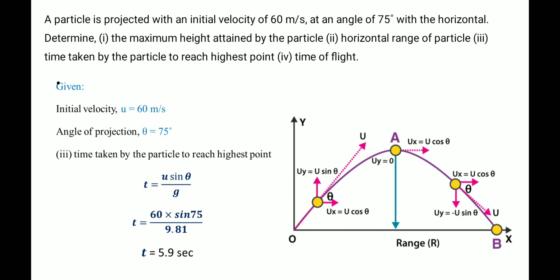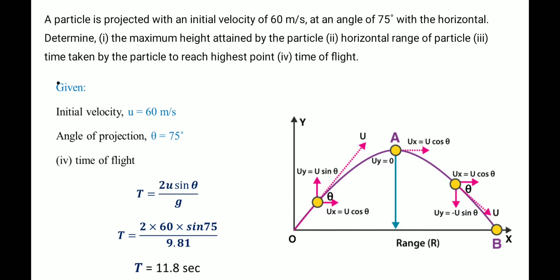And then the time taken by the particle to reach the highest point is u sin theta by g. Okay, we will get the time as 5.9 seconds. Then time of flight means total time taken, 2 into t. So the formula is 2u sin theta by g. Here we substitute the values, and we will get t equal to 11.8 seconds. Okay, so this is how we have to solve the problem on projectile motion.